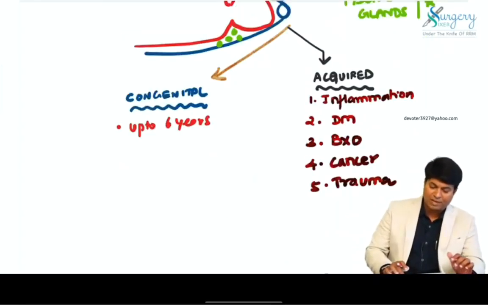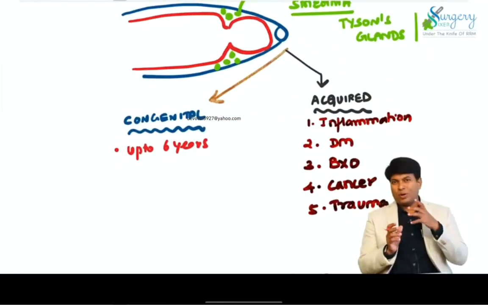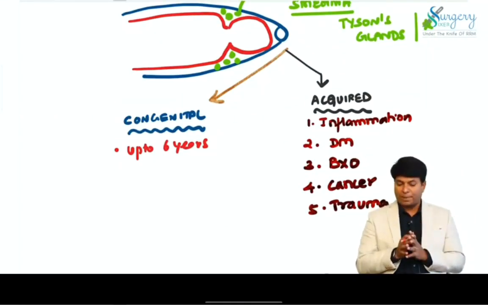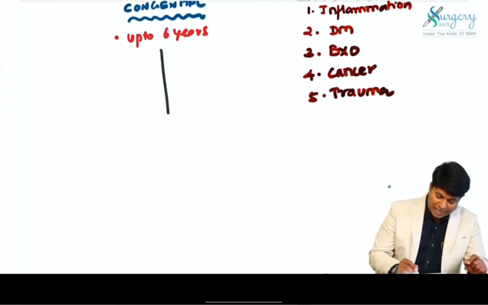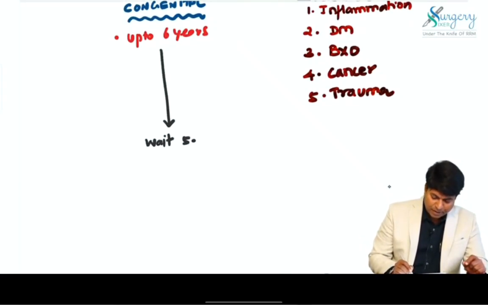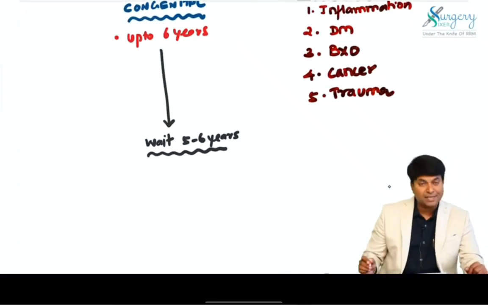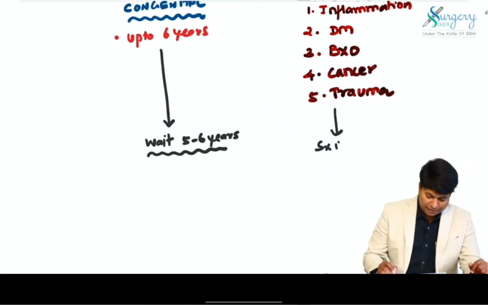What will be the problem? The patient will get smegma collected and it will cause future carcinogenesis, and during sexual intercourse they may have a tear of the prepucial skin. Therefore, in congenital cases we can wait up to 5 to 6 years. No need to operate before 5 to 6 years. But for acquired cases, surgery is done.